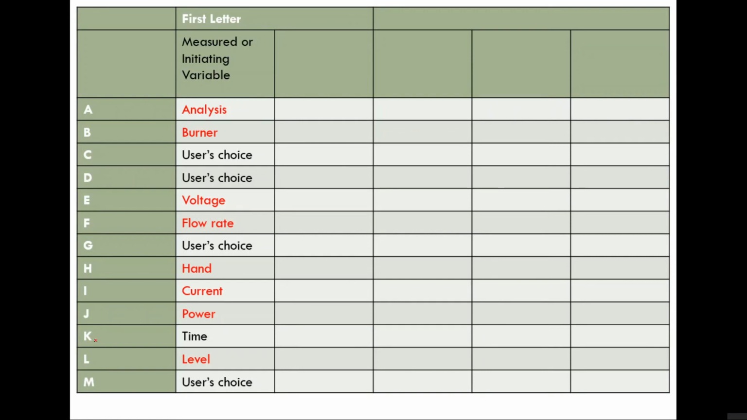K is used to represent instant or time. If you have a clock based controller, then the first variable will be K, like KC. Or if you have some clock based actuator, then you need the K variable. So K means time. If you are comparing something with time, then K is required. Anyway, that is not important for us, that is black color. Now the next one is very popular to you, L, that is level.